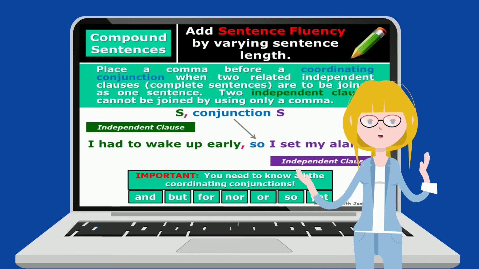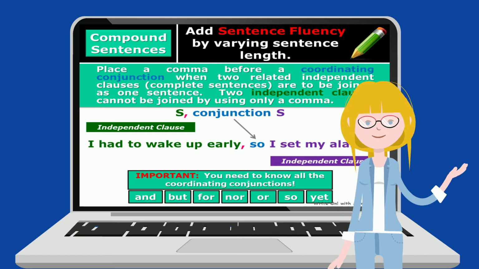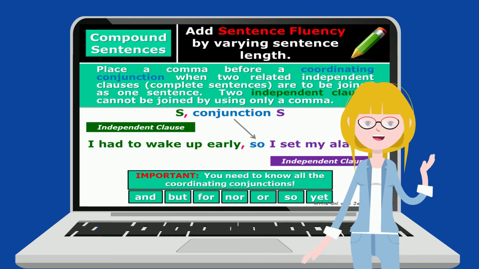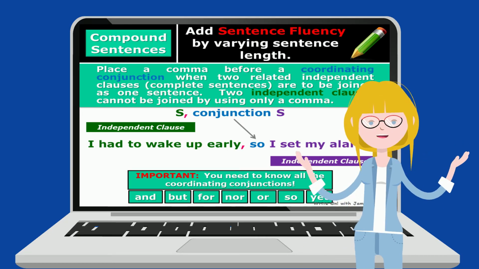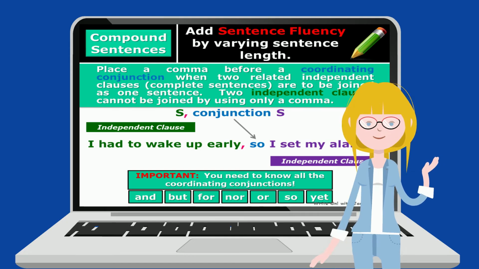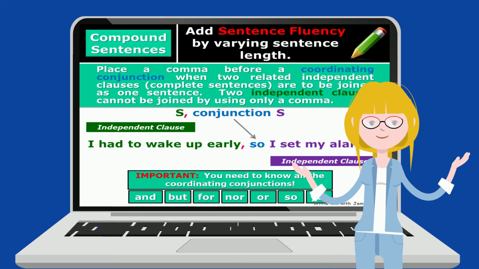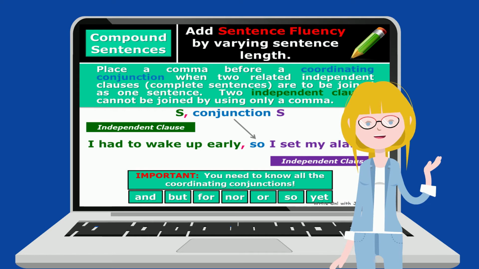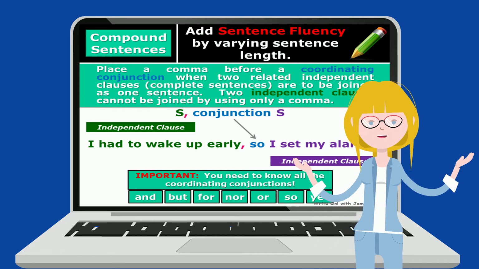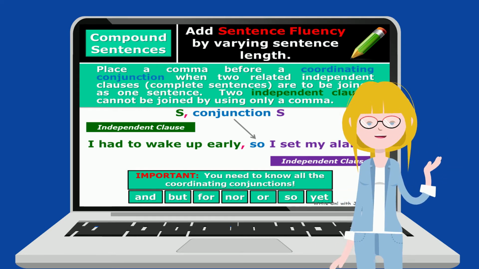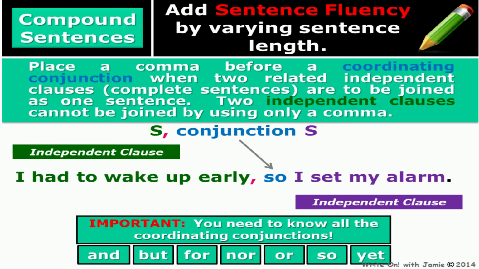The first method we are going to discuss is to place a comma before a coordinating conjunction when 2 related independent clauses, complete sentences, are to be joined as one sentence. 2 independent clauses cannot be joined by using only a comma. The first thing we need to do is to determine all of the independent clauses in this sentence. I had to wake up early, so I set my alarm.